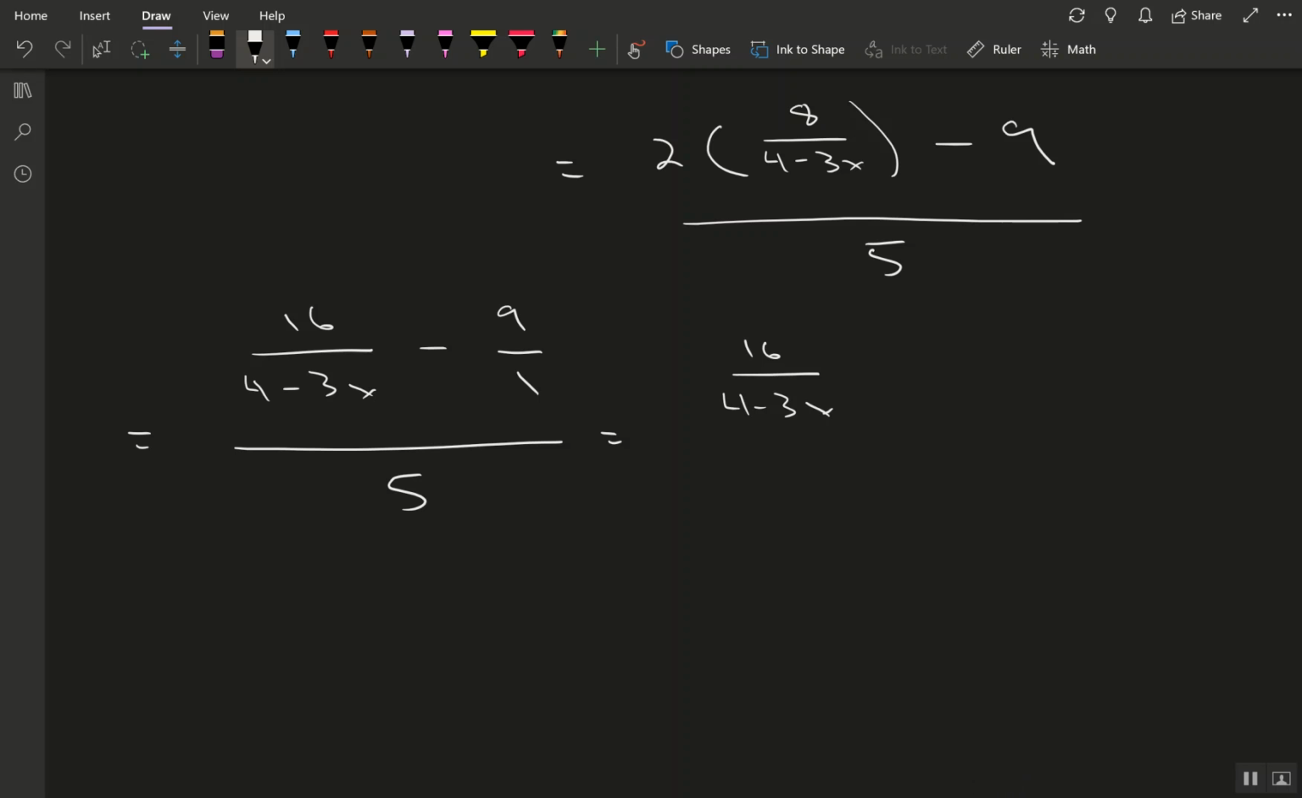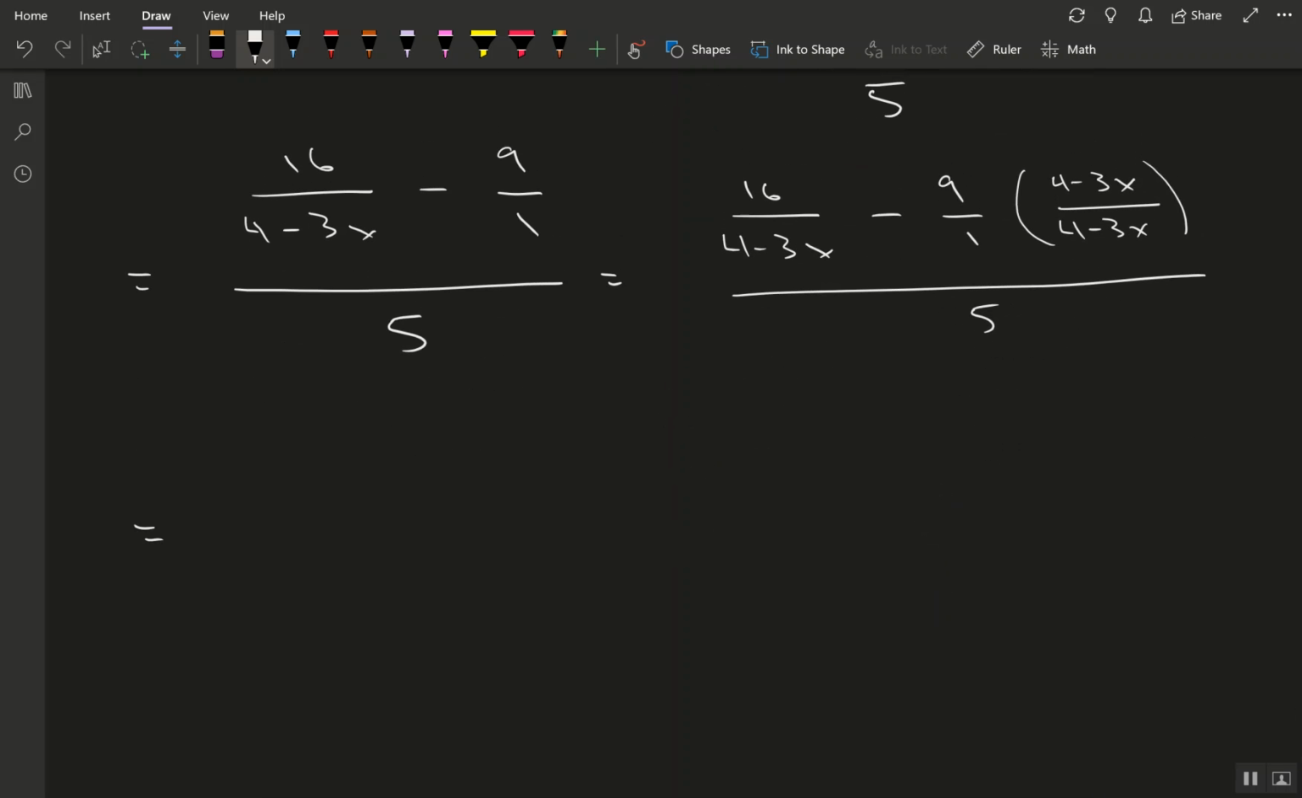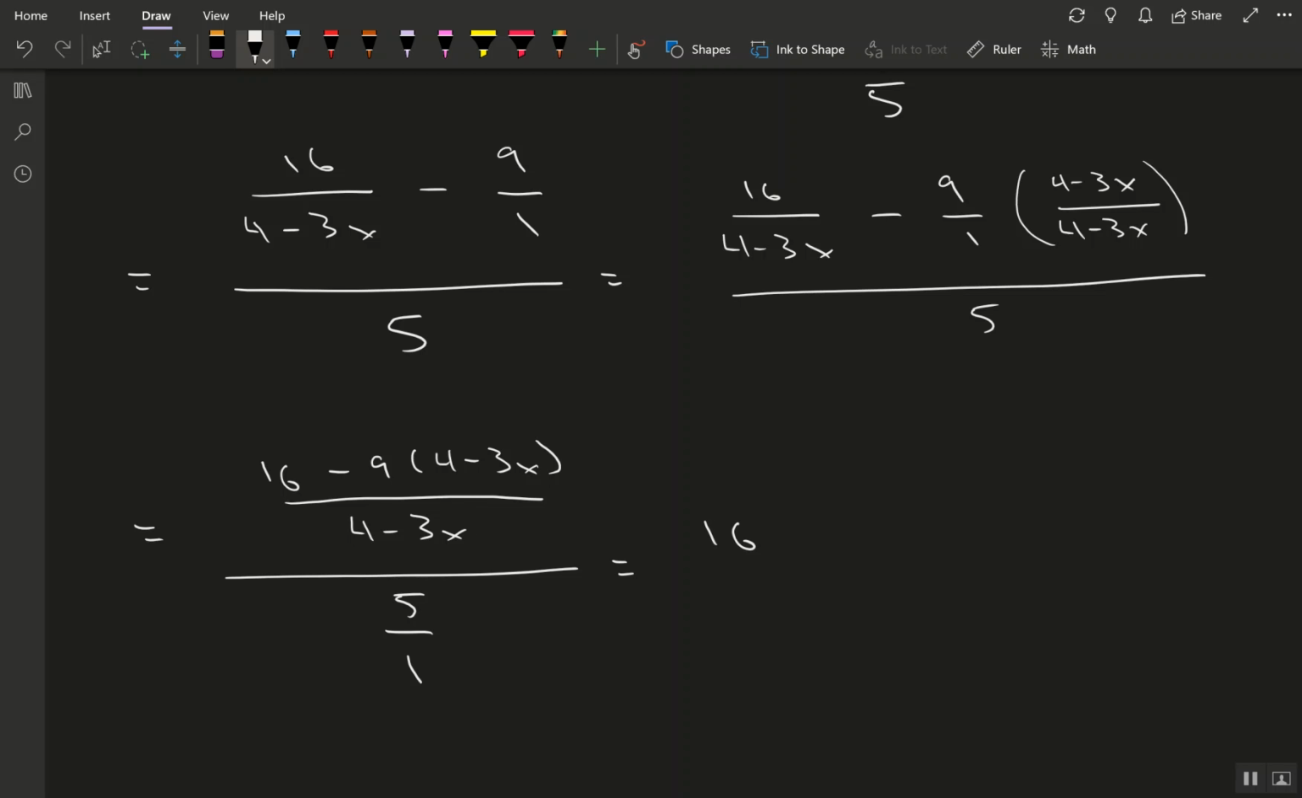4 minus 3x, and you see the LCD is the denominator 4 minus 3x, since the 9 is over 1, so you just have to put this over here. I'm really just showing you that you could do it this way, all over 5. I made the big denominator, so that would be 16 minus 9 times all that stuff divided by 4 minus 3x, big division bar, 5 over 1. Oh, this is definitely the longest way to do it.